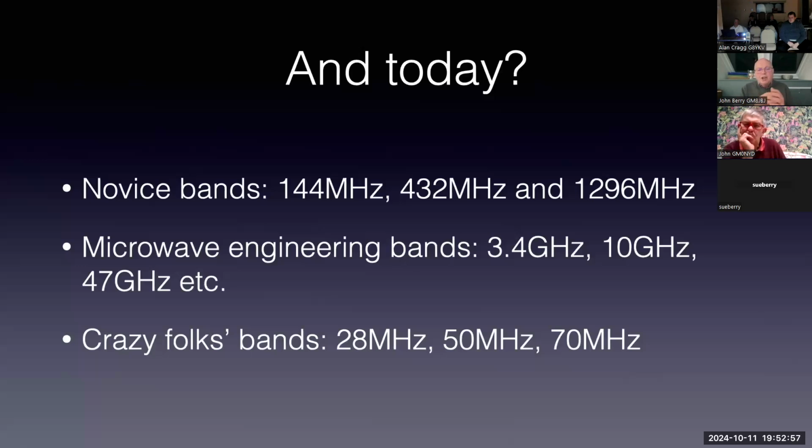And then I just labeled the crazy folks bands, people trying to do Moonbounce, doing Moonbounce, never mind trying, at 28 megs, 50 and 70. The array size, the antenna size at these frequencies is just silly. So I just labeled it as crazy folks. But the place to start is probably 2 meters or 70 centimeters. And if you're really enthusiastic and prepared to grasp all of the issues that there are in 1296, then that's probably a good one as well.